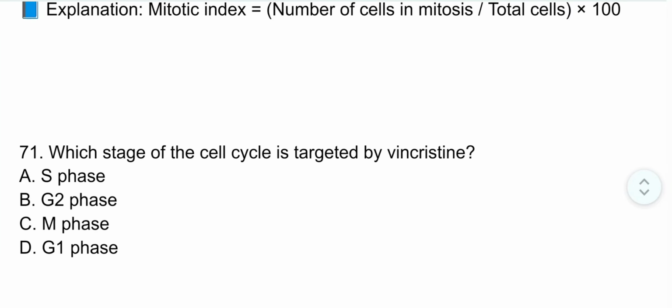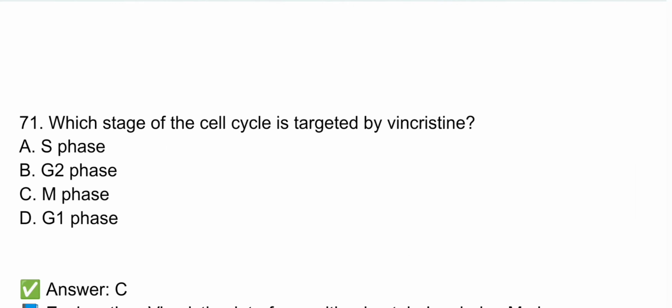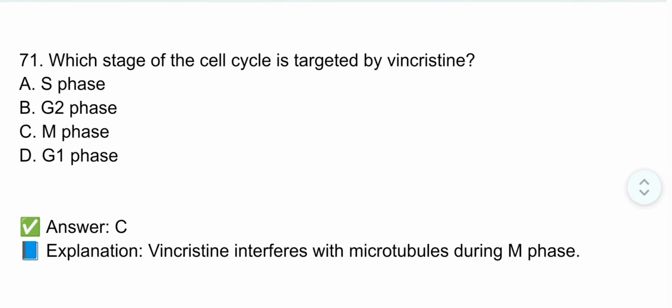Question number 71. Which stage of the cell cycle is targeted by vincristine? The correct option is option C, M phase. Vincristine interferes with microtubules during M phase.